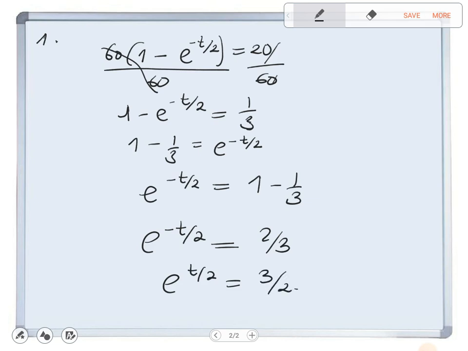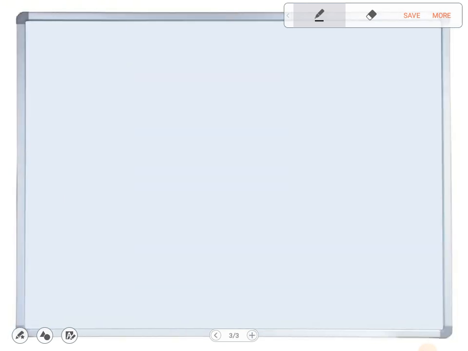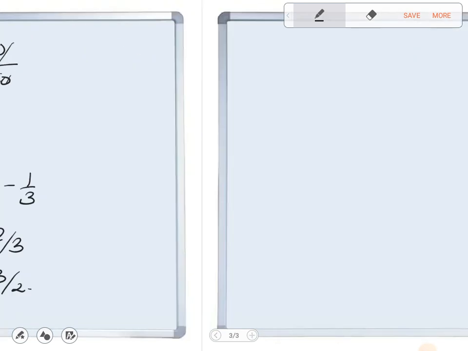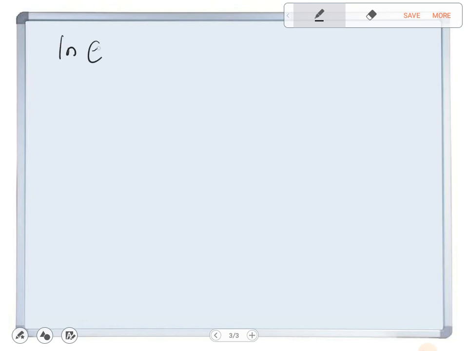We know the rules of indices, right? If there's a negative, we can reciprocate those. It comes like this, and we even eliminate the negative. So now, where are we going? We can take natural logarithms on both sides. So we have e^(t/2) equal to 3/2, and we take ln of both sides.